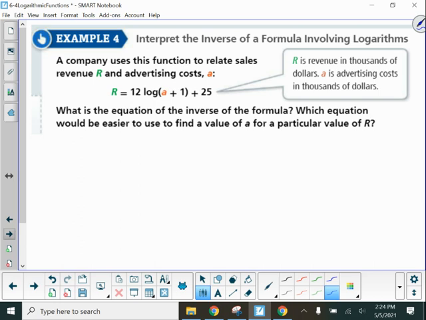To find the inverse equation, we are actually going to go through and solve for A. So the equation of the inverse of the formula, that's where you get the A by itself. So we're going to go through and solve this. So let me recopy this.